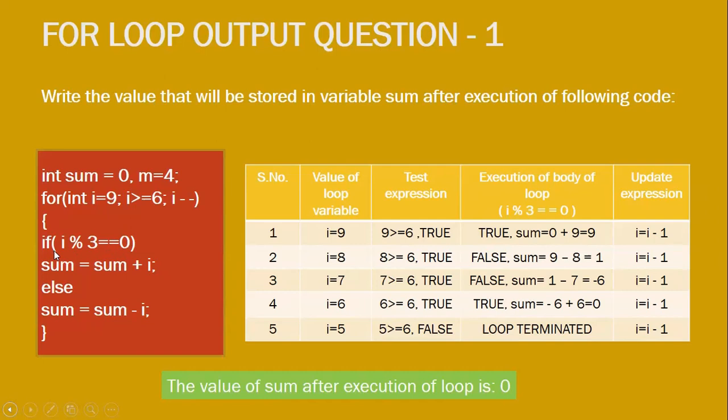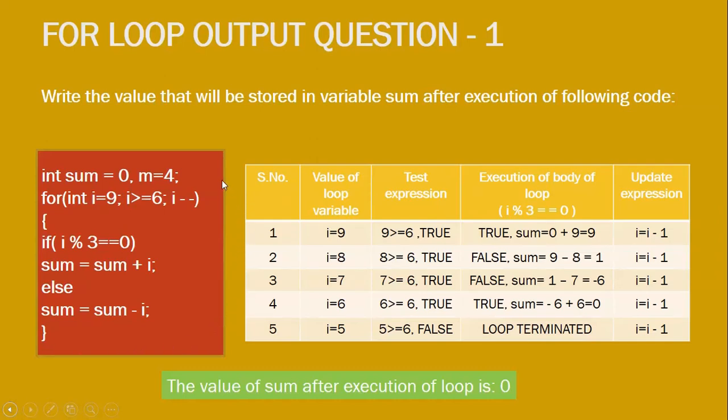Now in the loop body, again, we will check if I modulus 3 is equal to 0 or not. As I is 9, 9 modulus 3 is 0. So this is true. And now we are adding I to the value of sum. The value of sum initially was 0, as it was initialized to 0 in the beginning. So it will be added to 9, as the value of I is 9, and the final value of sum will become 9. The else part will not be executed, and then this is the closing curly brace.